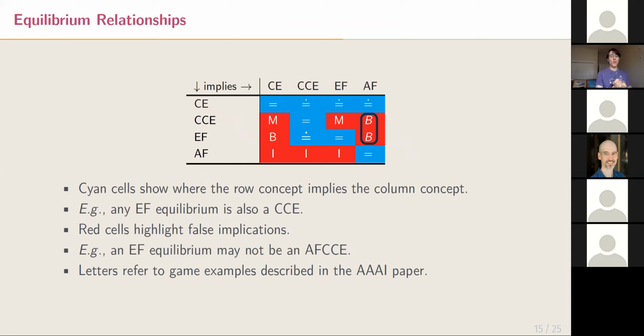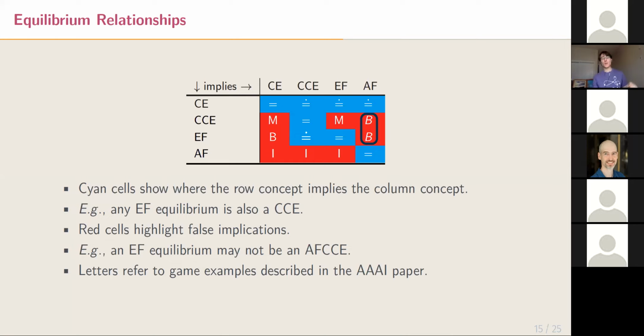And knowing that now, we can start to fill in a table of equilibrium relationships. Here I'm showing the cyan cells show where the row concept, the equilibrium concept, implies the column concept. So for example, any extensive form equilibrium is also a CCE. And the red cells highlight false implications. So for example, an extensive form equilibrium, as we just showed, may not be an agent form coarse correlated equilibrium.